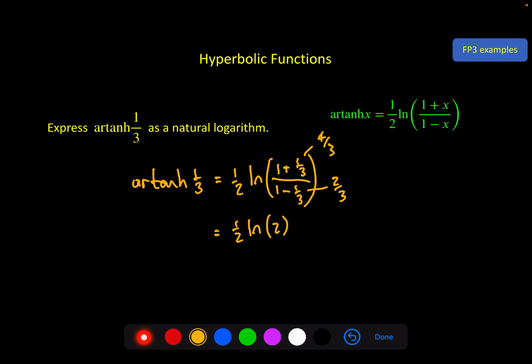Now that might seem a very simple example, but there is just another little thing here. Because it says express it as a natural logarithm, I would not leave this half here. If they want a natural logarithm, put it all inside the log. So just to finish this off, turn that into a square root of 2. And that is a single natural logarithm without any multiplier in front. There we go.